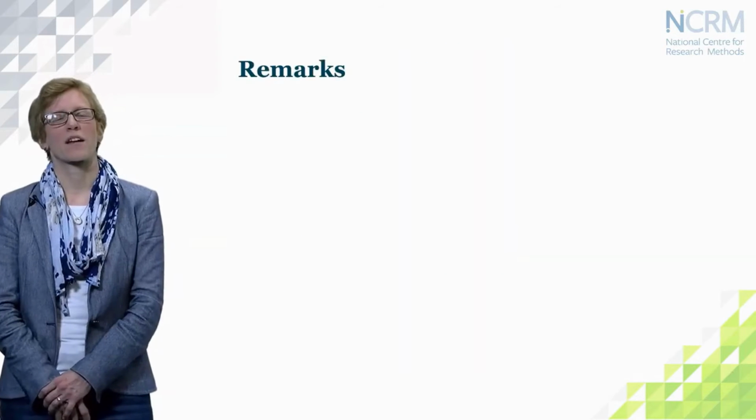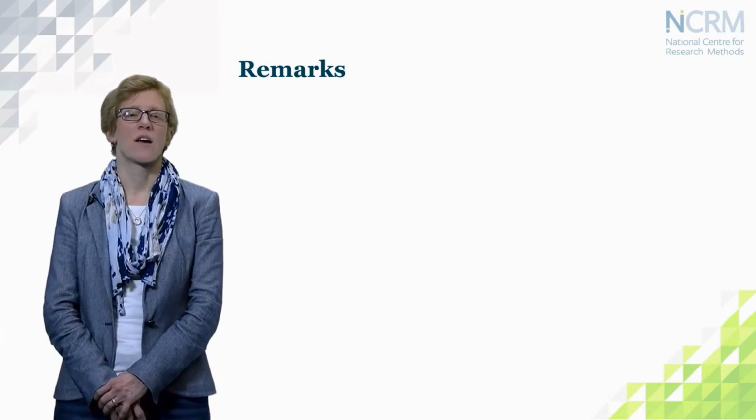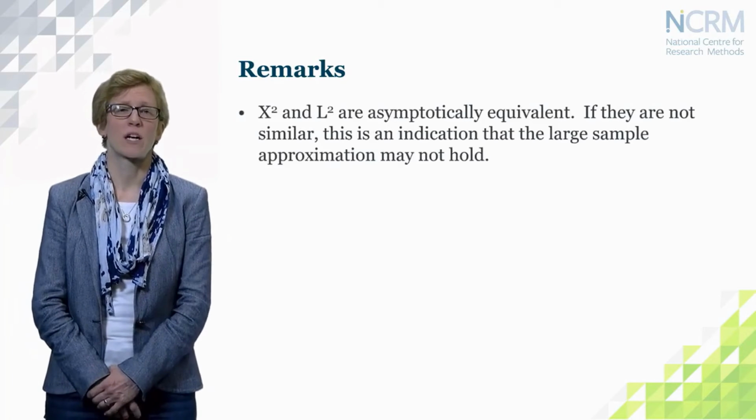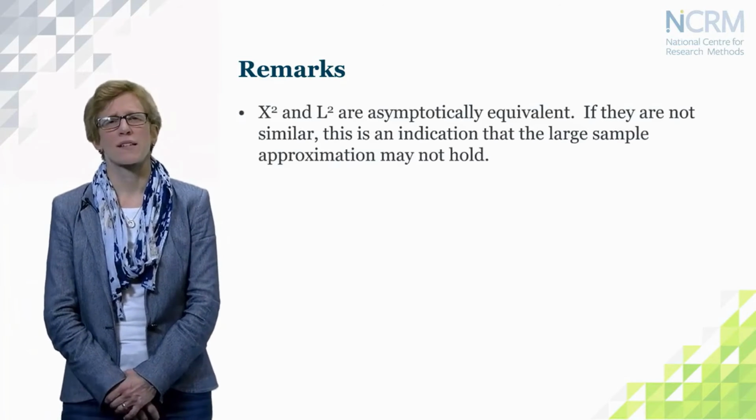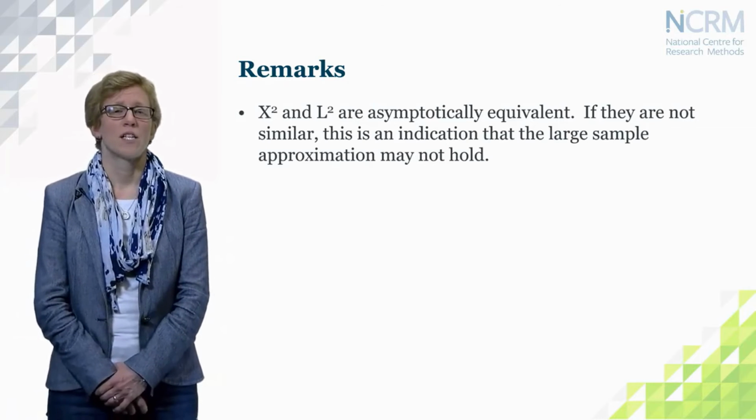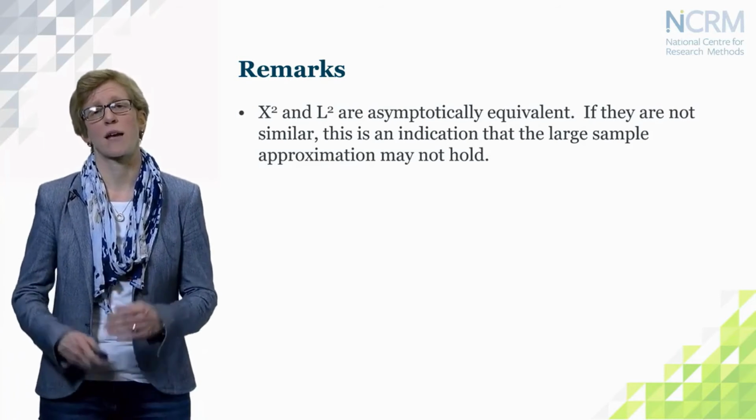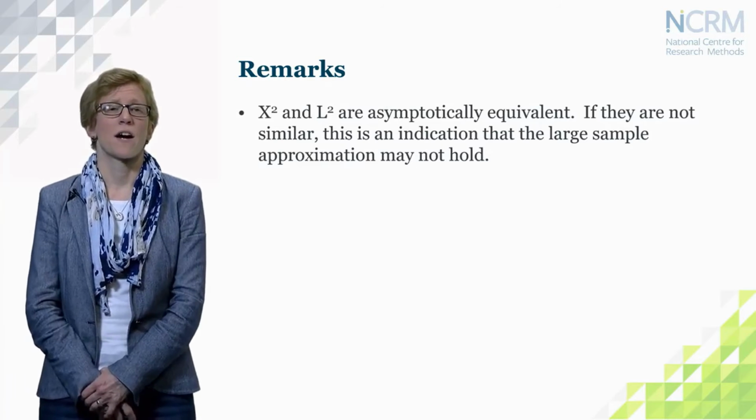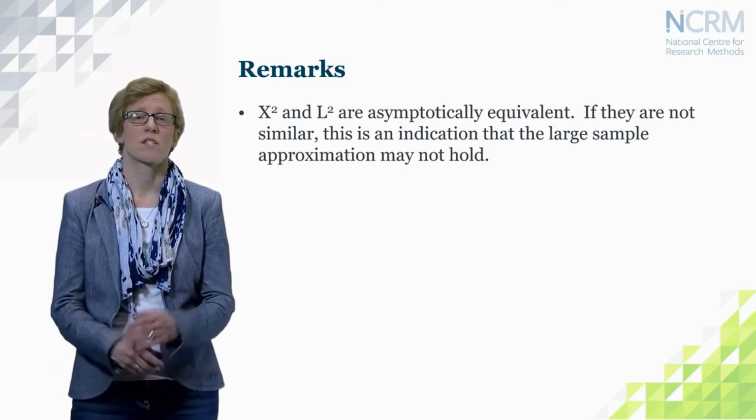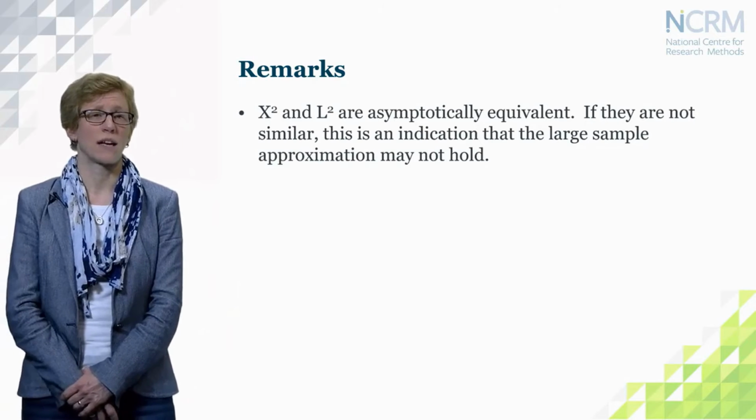Just a couple of remarks about the Pearson chi-square test and the log likelihood ratio test. They're asymptotically equivalent. So they rely on a large sample, and you would expect them to give you the same or very similar results. If they're not similar, this could simply be an indication that the large sample approximation doesn't actually hold.